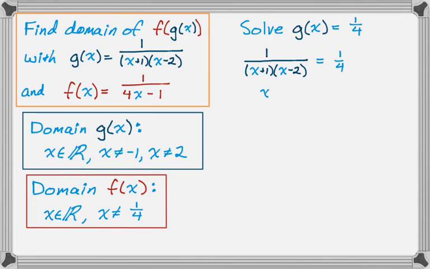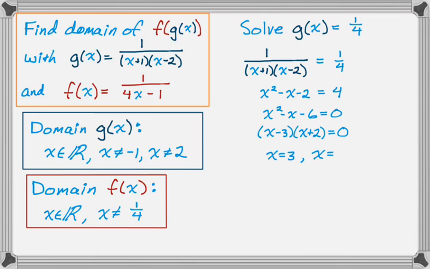And then I'm going to expand and take reciprocals at the same time, just to speed it up. Move that 4 over, and factor. And then set it equal to 0 and solve, so x is 3 and x is negative 2. Now those are not going to be in the domain. Okay, so our final answer looks like this.